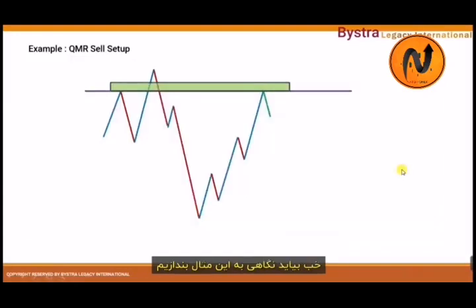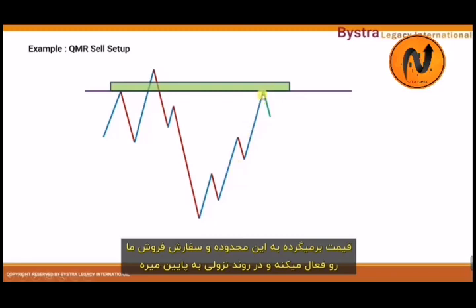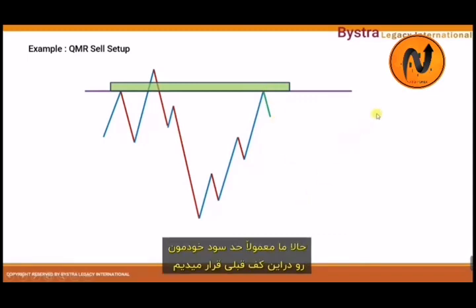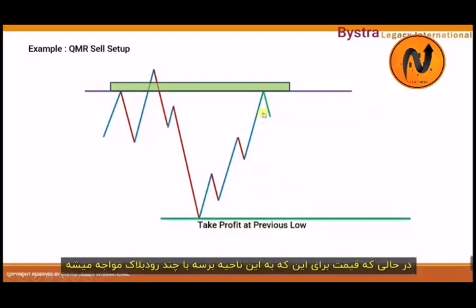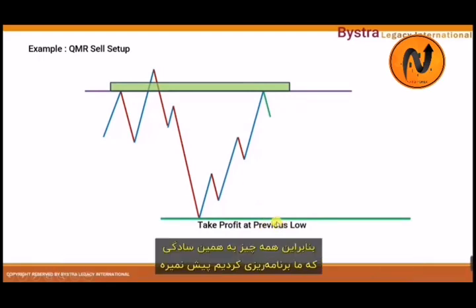So let's have a look at the example here. Here we have the QMR sell setup. So we have the high, low, higher high, and lower low. Price comes back to this zone. Take our order here, our PO sell, and then it goes on the downtrend. Now, we normally set our take profit at this previous low. However, for the price to reach this area, we'll be facing some roadblocks. So things don't go as simple as we plan.